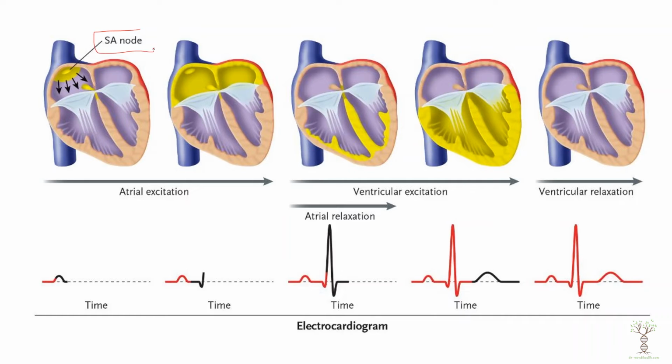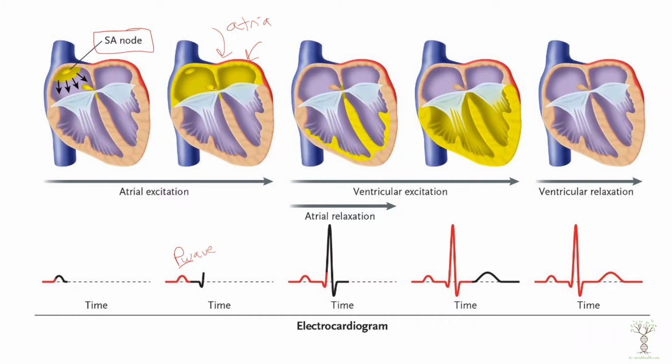So up here, when we have depolarization of the SA node, that is going to stimulate depolarization of the atria. When we depolarize the atrial muscle cells, that produces this P wave. So the P wave is indicating the depolarization, the movement of the ions, and this will lead to the contraction of the atrial muscle cells.